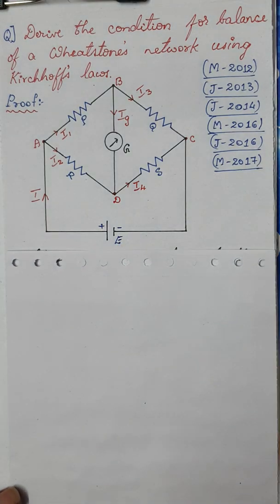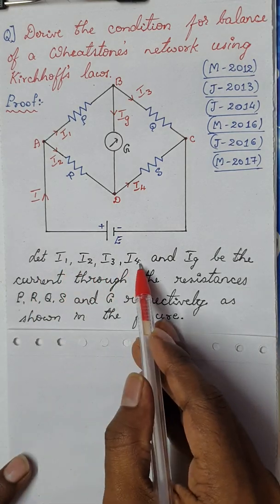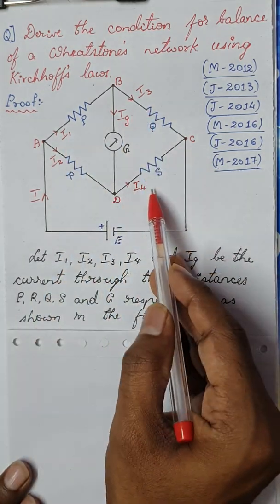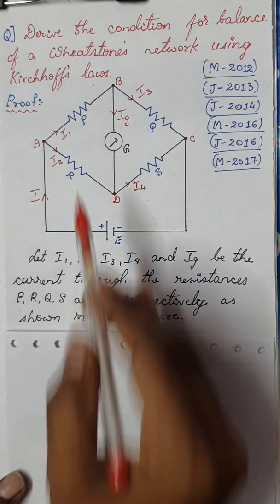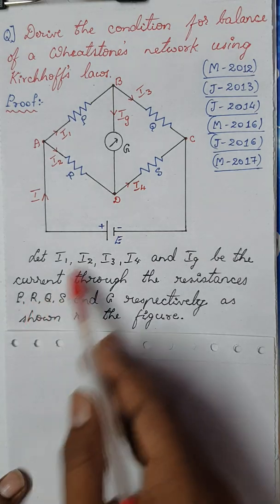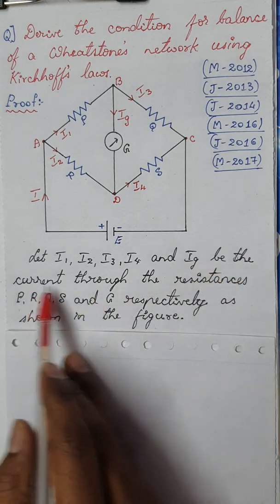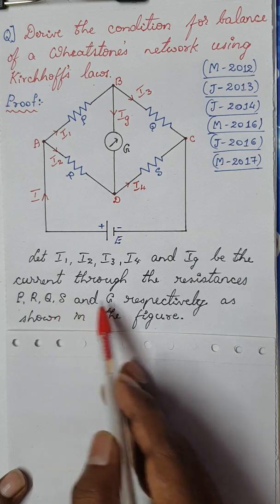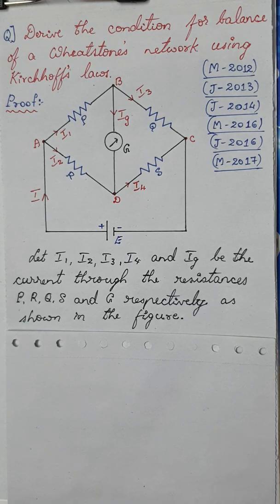Now please note down how I'm going to start. Let I1, I2, I3, I4 and IG, there are 5 currents, be the currents through the resistances. Please make sure how you write in order. For I1, you write P. For I2, it's not Q, it is R. So I1, I2, I3, I4 and IG be the current through the resistances P, R, Q, S and G. What is G? Galvanometer, respectively, as shown in the figure. So I'm just writing down what I have shown in the figure.